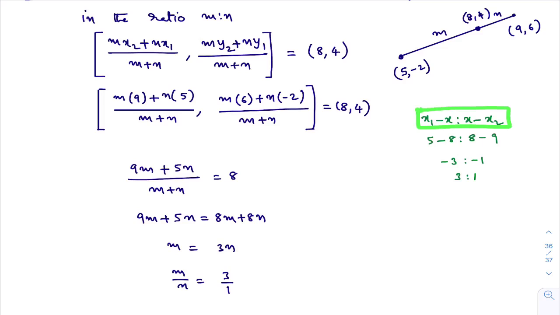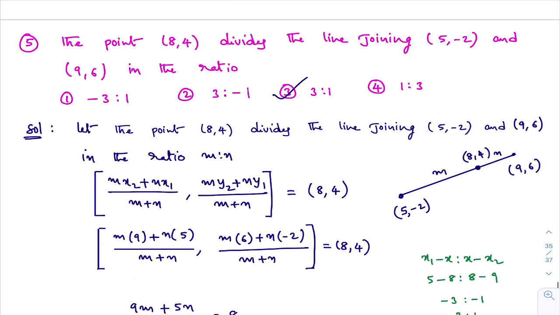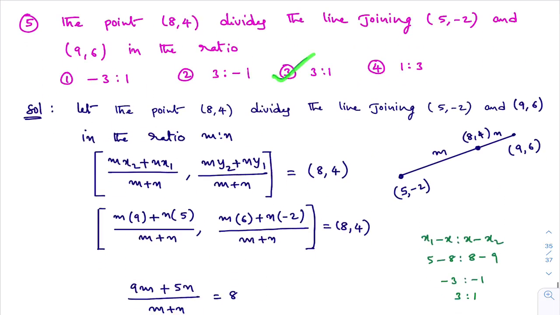Now I am going to apply this formula. Here this point is (x1, y1), this point is (x2, y2), this point is (x, y). x1 minus x, x1 is 5: 5 minus 8 is to x minus x2, 8 minus 9. 5 minus 8 is minus 3. 8 minus 9 is minus 1. Minus 3 is to minus 1, which is the same as 3:1. So you see here also m is to n is 3:1. So what is the right option? This 3:1 is the right option. I hope you understand this class.